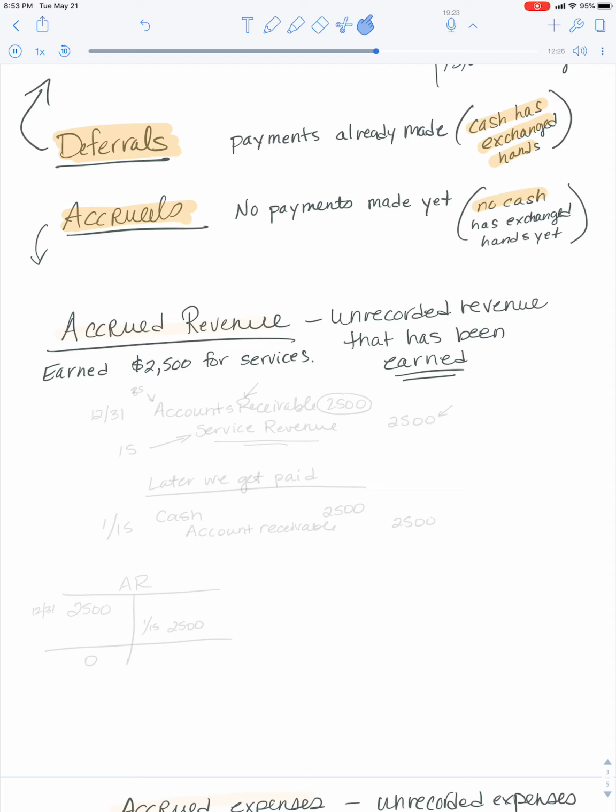So the first type of accrual is accrued revenue. And accrued revenue is unrecorded revenue that has been earned, but we haven't gotten paid yet. So let's assume on December 31, we know that we have earned $2,500 for services. But because we didn't get the cash, that $2,500 isn't in our income yet. So we have to put it in a holding place, and we're going to put it in a holding place on the balance sheet called accounts receivable.